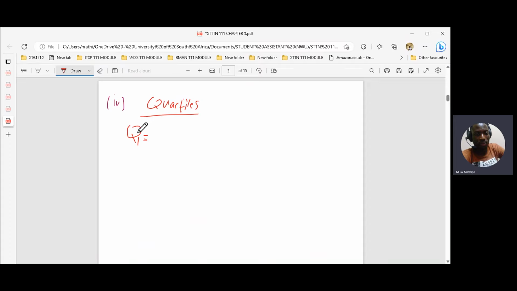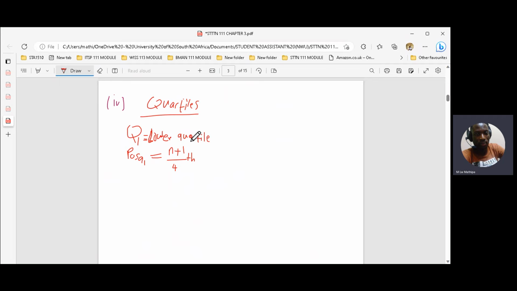With Q1, firstly, you have to calculate the position. The position of Q1 is equal to, since we are dealing with ungrouped data, n plus 1, divided by 4. This is the formula that we are going to use to calculate Q1, the lower quartile.